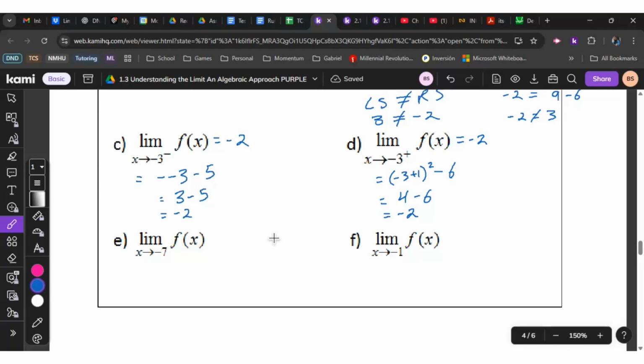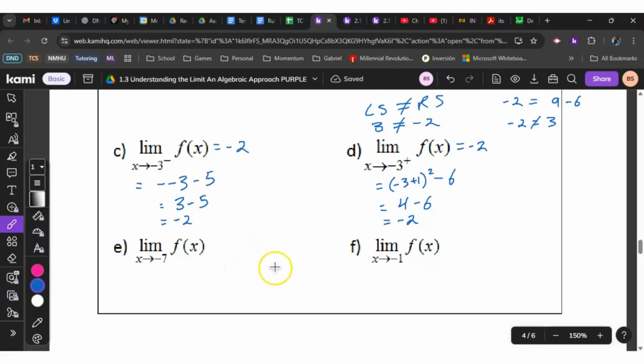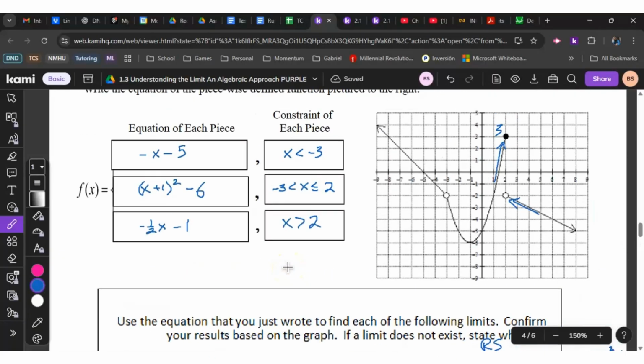The limit as x approaches -7. So that means both sides. If I'm at -7, which of these three functions do I need to use? Where is x less than? This one says x is bigger than 2, so it can't be that one. First one, right? x is less than -3.